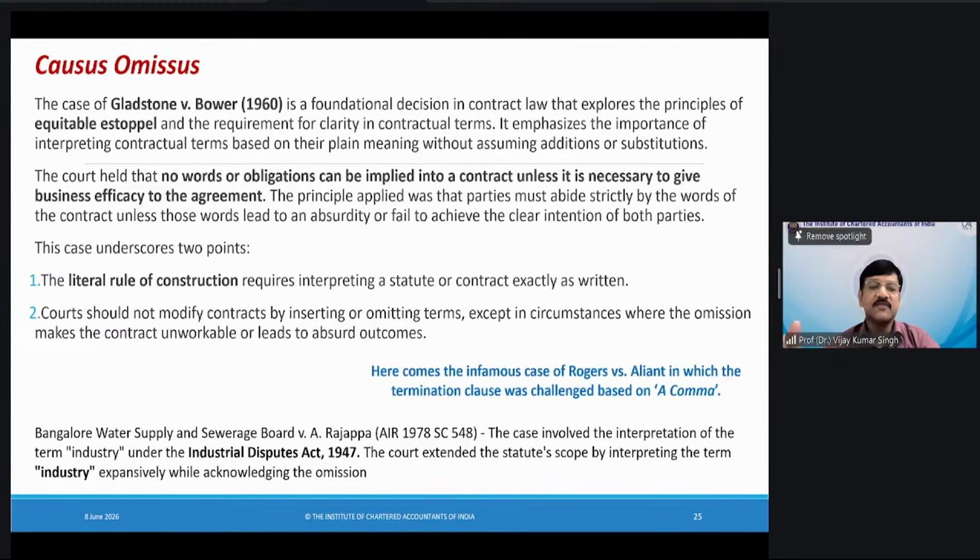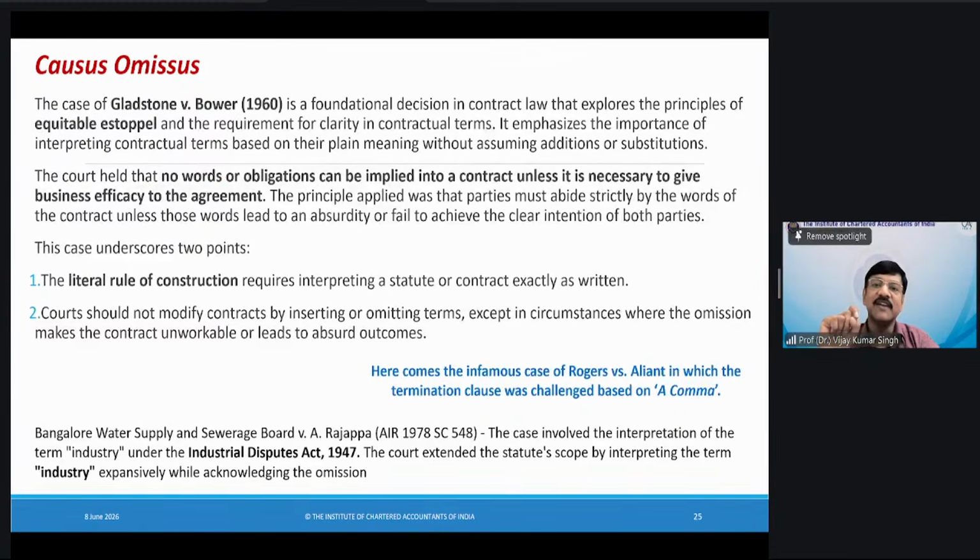So you can see there was one case, very very infamous case, Rogers versus Alliant, and in this case, there was a termination clause which was based on a comma. So this interpretation, actually billions of dollars were involved in this particular case, and I give this particular case as homework for you people. We will discuss this on 15th again, and please explore what this case is about. I'll ask you this question in the next class. Rogers versus Alliant. This case was lost because of a comma in the contract.